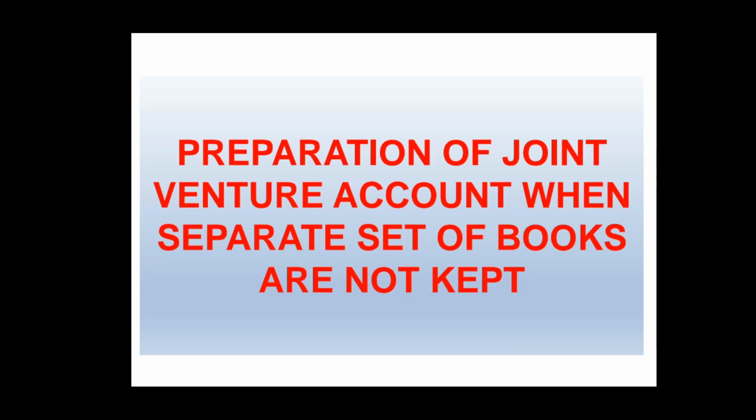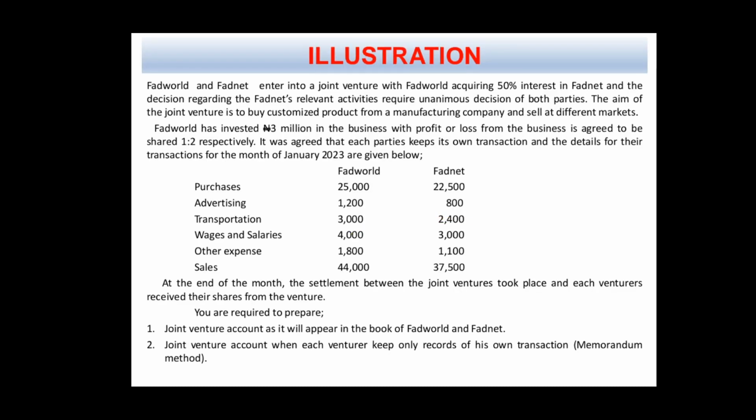So the illustration we'll be taking is Fadward and Fadnet enter into joint venture, with Fadward acquiring 50% interest in Fadnet, and the decision regarding Fadnet relevant activities require unanimous decision of both parties. Just like we said before, for an arrangement to be regarded as a joint arrangement, it must require unanimous decision of the parties involved. So let's continue.